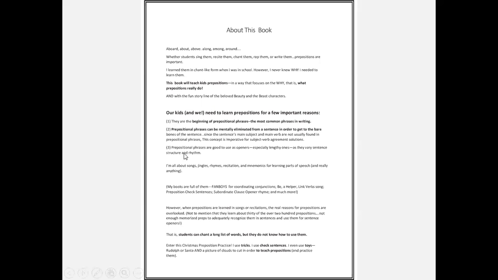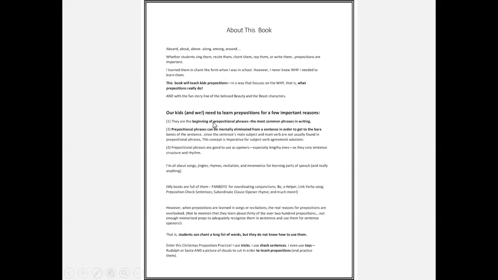So first of all, the reasons that we learn prepositions. Number one, they are the beginning of prepositional phrases. This is the most common phrase that you'll find in a sentence. And in order to learn how to find prepositional phrases, students have to learn a great number of prepositions. That's another reason why I don't stick with just 30 or 40 prepositions in a song or a jingle or something, because that's just skimming the surface.